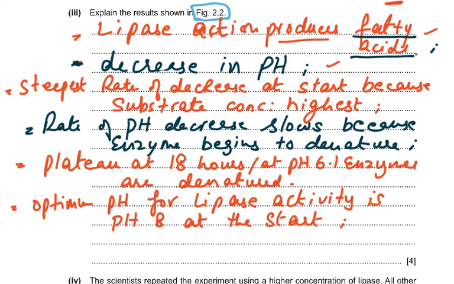Steepest rate of decrease at the start because substrate concentration was the highest. Rate of decrease, very important that you write that. Then the rate of pH decrease slows because the enzyme begins to denature, because now the pH is changing. Then it plateaus at 18 hours at pH 6.1, enzymes are denatured. Optimum pH for lipase activity is pH 8 at the start. So this was the explanation that was expected.